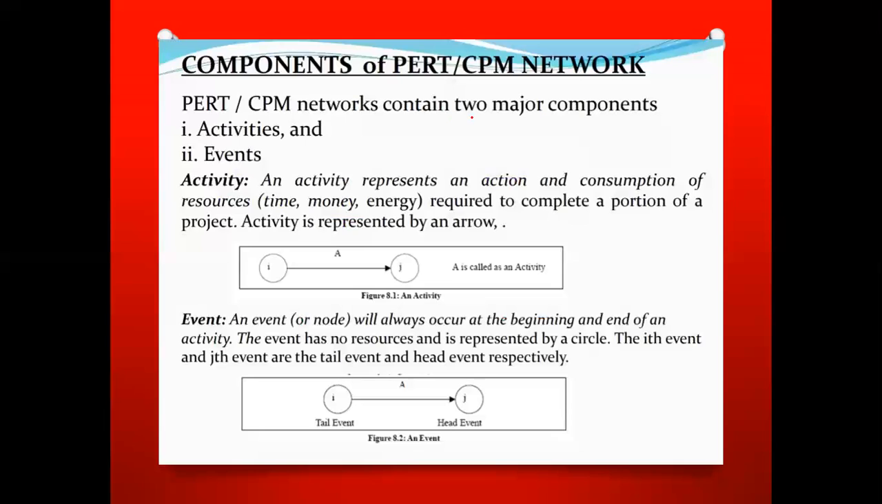Okay, now what are you doing now? PERT and CPM networks contain two major components. So you have to keep this in mind when doing the problems. What is the first component? Activities. Second component is event. Now see theoretically and practically what is the meaning of activity and event. Okay, an activity represents an action and consumption of resources.